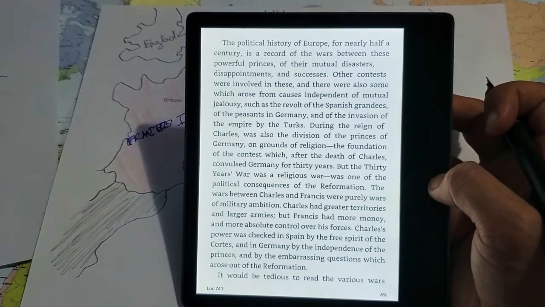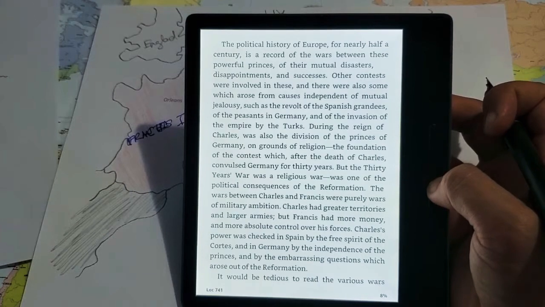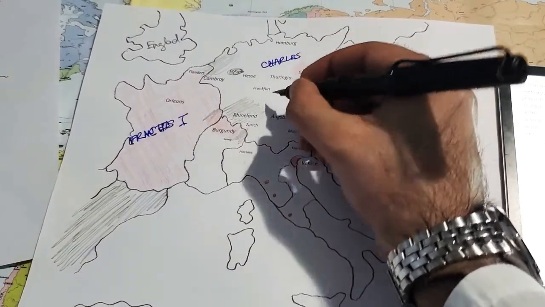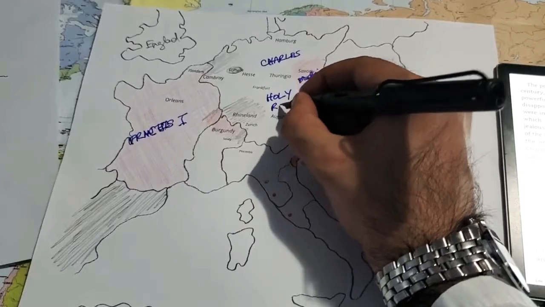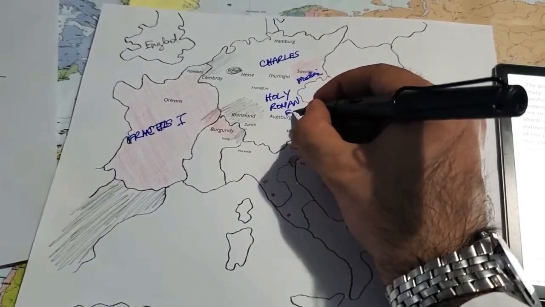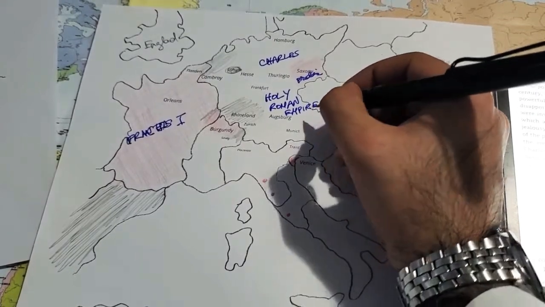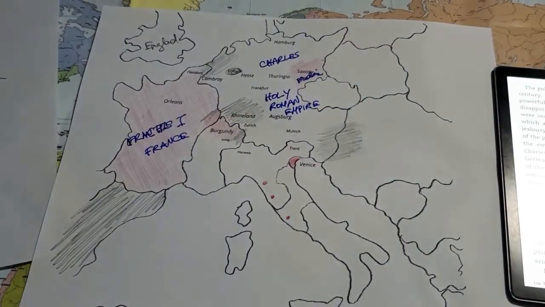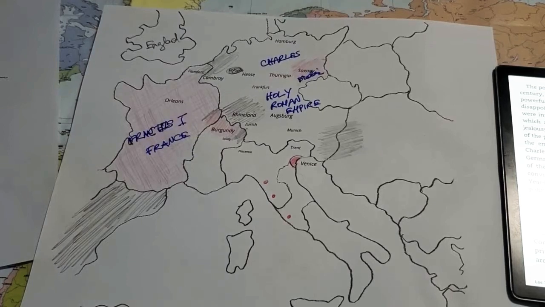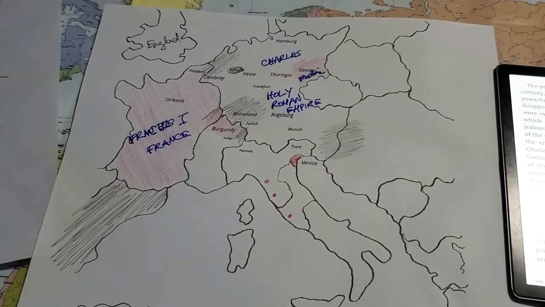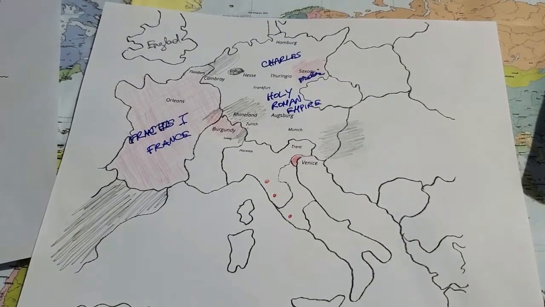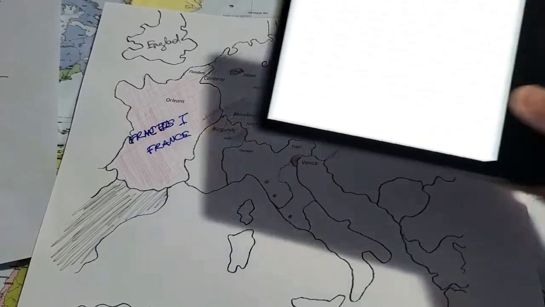Charles had greater territories and larger armies, but Francis had more money and more absolute control over his forces. Now that is a key distinction. He, the Holy Roman Emperor, had a larger empire, probably more money and resources. But France was a united kingdom, and he was absolute ruler of France. He didn't need anybody else's permission, whereas the Holy Roman Empire always had to answer to the other nobles and princes. So it's kind of more effective to have a smaller force that's more under your control than it is to have a larger force that has to deal with squabbling nobles.